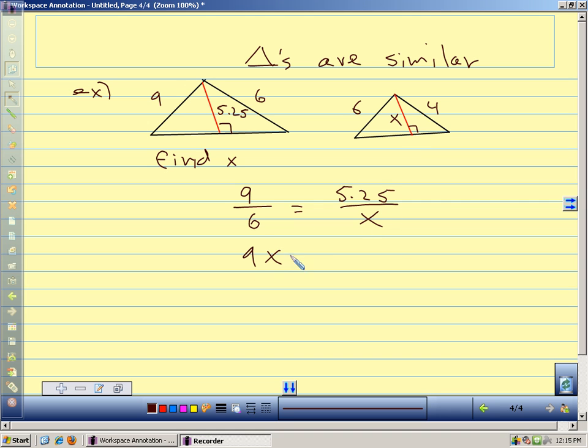Cross multiply, 9x equals 31.5. 6 times 5.25 is 31.5. Divide by 9, and x equals 3.5. So this just gives us another ratio that we can work with when we know that our triangles are similar. I could compare any of the sides of the triangle. I could say 6 over 4 equals 5.25 over x. I could say 9 over 5.25 equals 6 over x. I can set up my proportion in a lot of different ways, but I'll get the same answer no matter what I do.